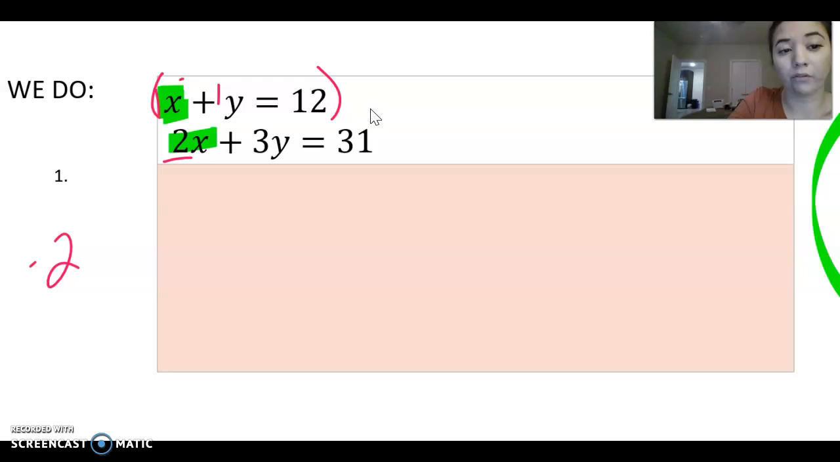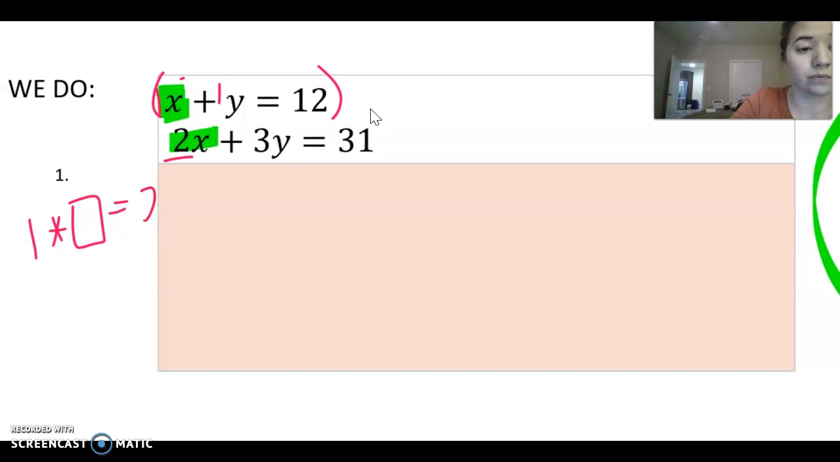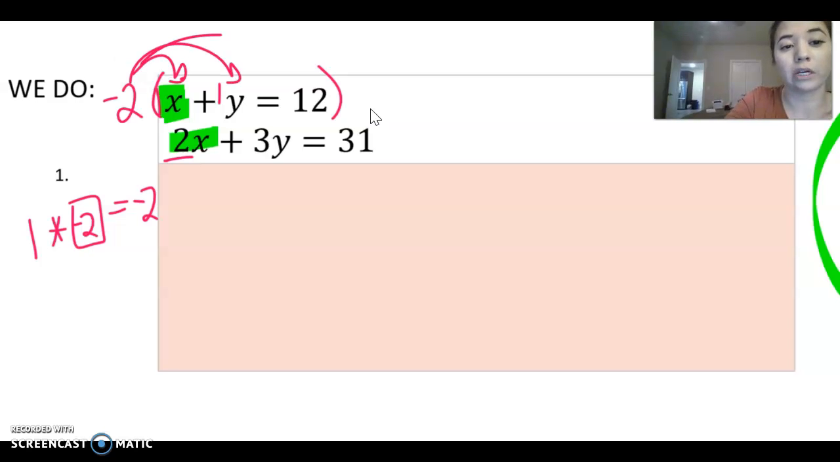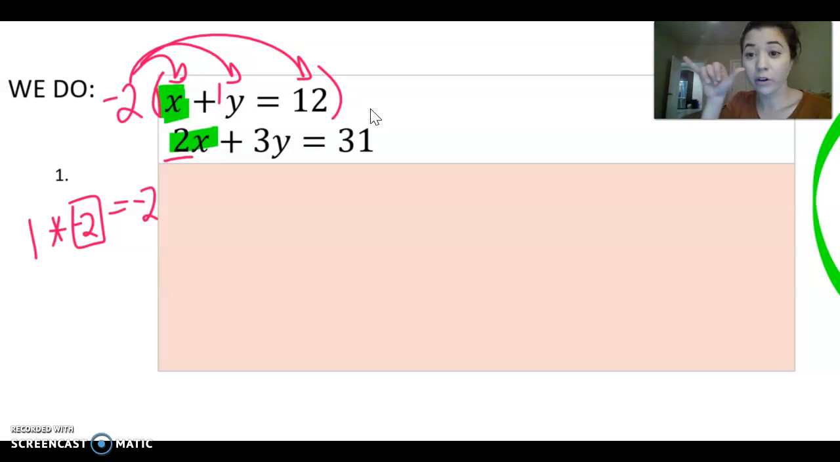Well, right now there's a 1 in front of it, so to make a 1 become a negative 2, we're going to take 1 times something to get negative 2, and that number is just negative 2. So I'm going to multiply this whole equation by negative 2. We're going to use the distributive property, and multiply it through the whole thing. With equations, there's this property where you can do anything as long as you do it to the entire equation to keep things equal.